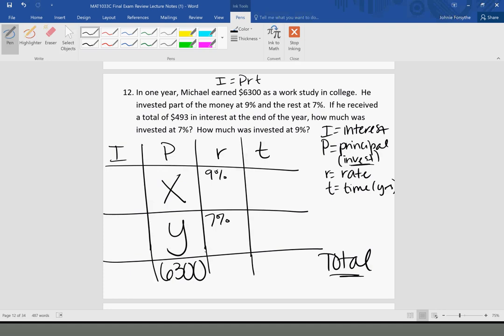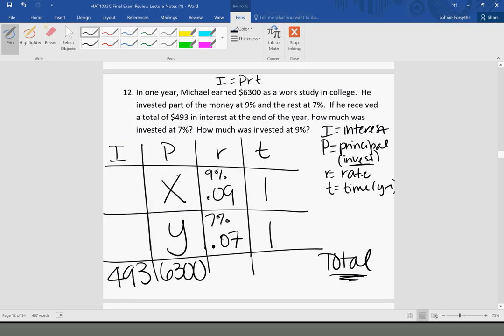Okay, so it says he received a total of $493 in interest. So the total in interest is $493. And then this is all over 1 year. So the time for each of these would be 1 year, 1 year. And now for the rate, when we use it in an equation, we want to always convert the percent to a decimal. So 9% as a decimal is going to be 0.09. 7% as a decimal is going to be 0.07.